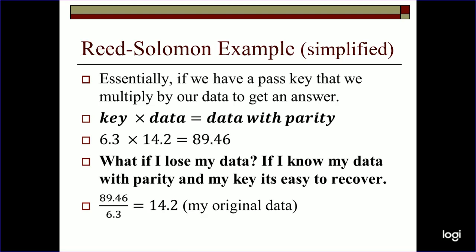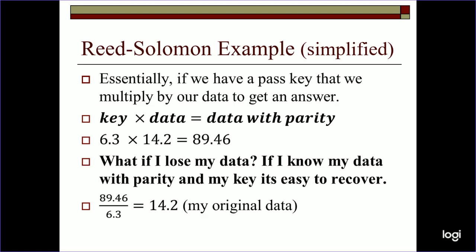Essentially, we have a key, a pass key, that we multiply by our data to get an answer. So we get a key, we get data, then we get data with parity. As an example, 6.3 times 14.2 equals 89.46. What if I lose my data? Well, if I have 89.46 and I have my key at 6.3, I can get my original data back by dividing it back out again. You see how that works?